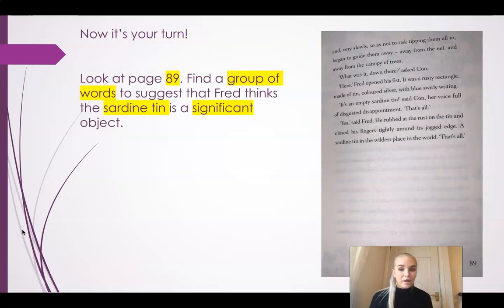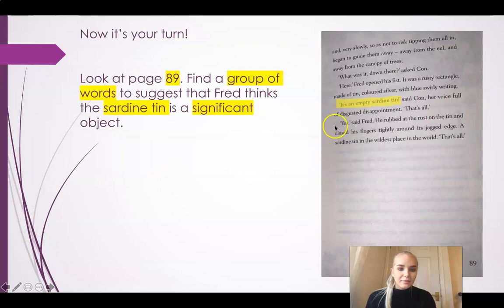Because we know that we are thinking about a sardine tin, and we are also thinking about how it's important. So, you may have read the text and you may have found where they speak about the sardine tin, because this is where they first ever speak about it. Con says it's an empty sardine tin. Now we are thinking about Fred, not Con, so we can read past this bit.